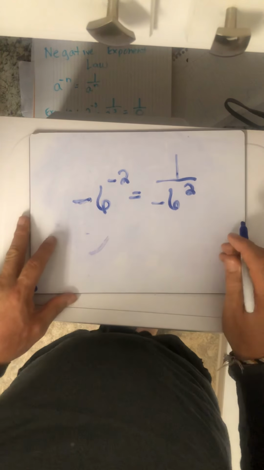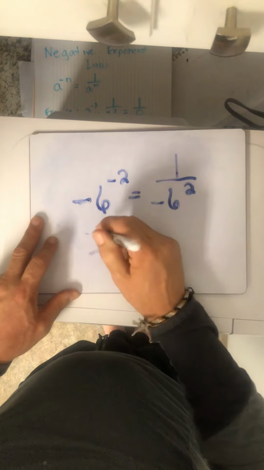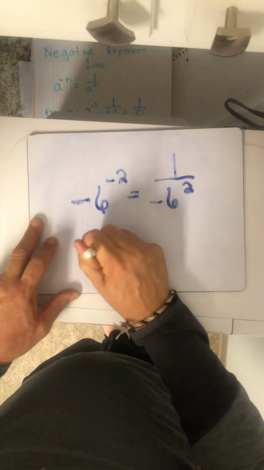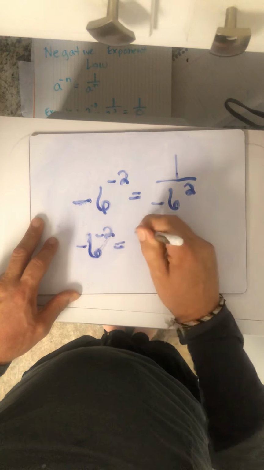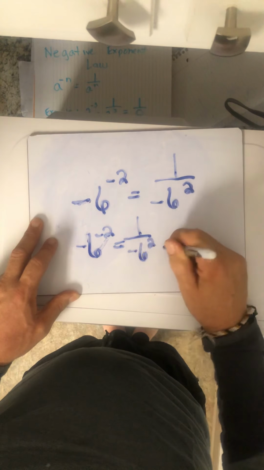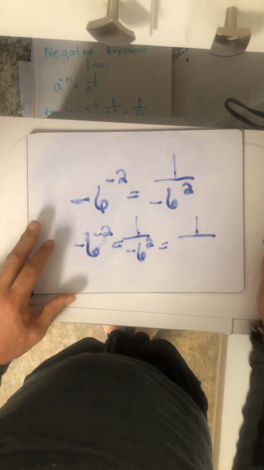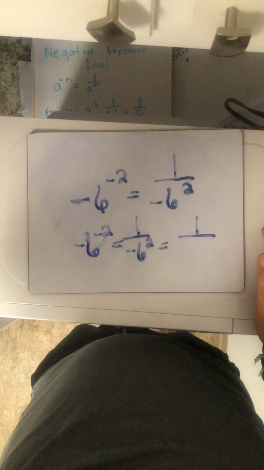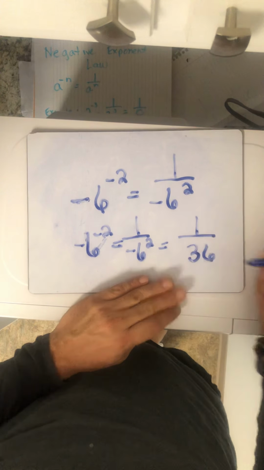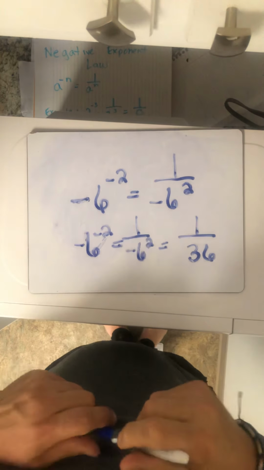So if you were asked to evaluate this, negative 6 to the negative second power equals 1 over negative 6 to the second power equals 1 over, and if you got on a calculator and did negative 6 times negative 6, you would get positive 36. Please use your calculators for this stuff.